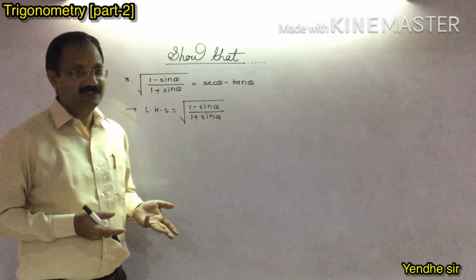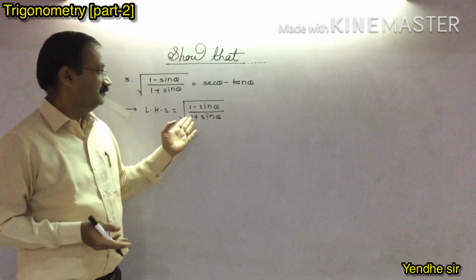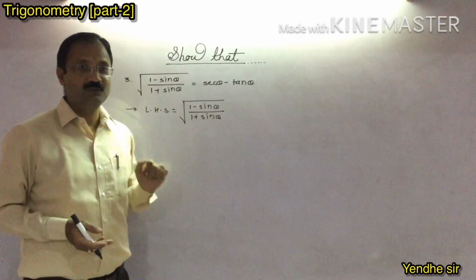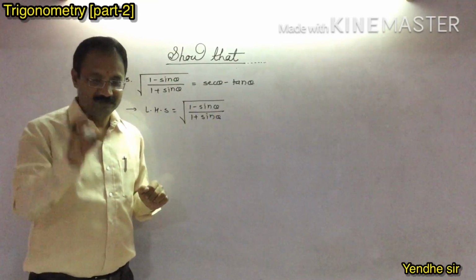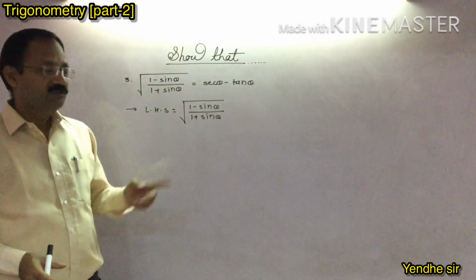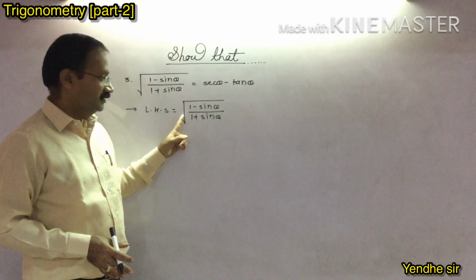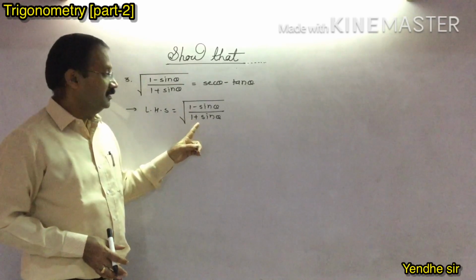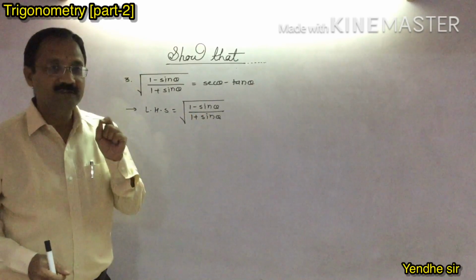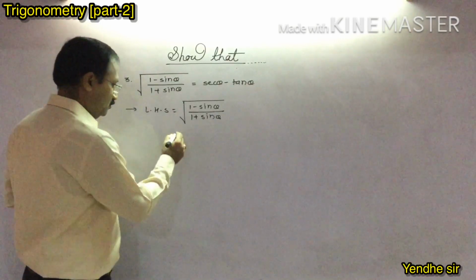And rule number 6 is the target. This is our target. But it doesn't follow the rules first. I told you there are 6 rules, but it doesn't. So what to do? You have to cancel this one. So how can I cancel this one? I am going to cancel it by multiplying 1 minus sin theta to both.